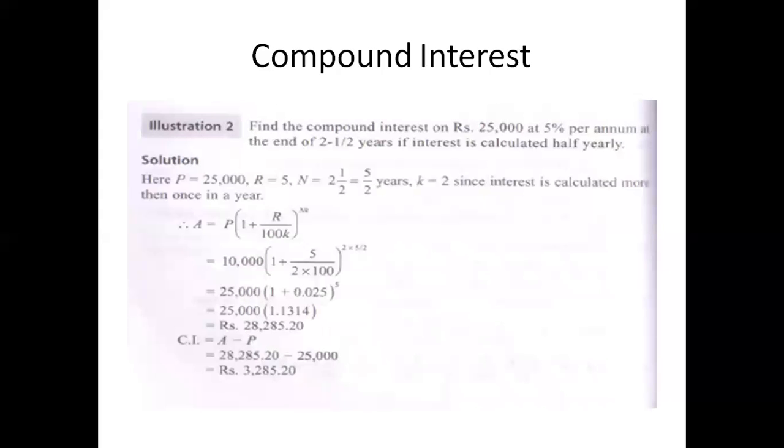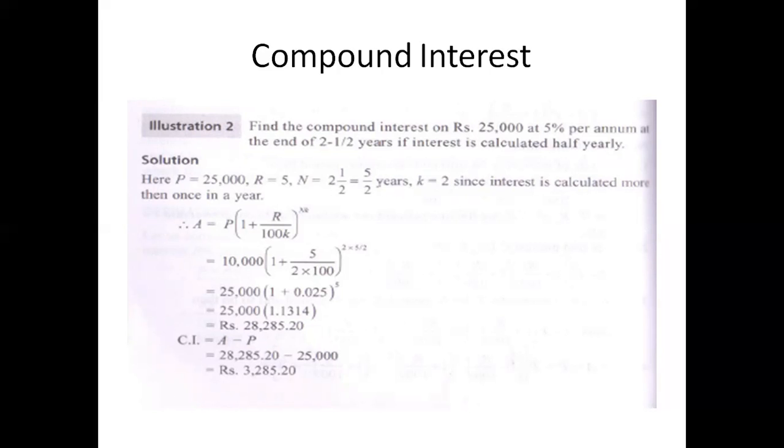Now we find the compound interest on rupees 25,000 at 5% per annum at the end of 2.5 years, if interest is calculated half yearly. Now we have the compound interest on rupees 25,000 at 5% per annum at the end of 2.5 years. We have here the same formula.